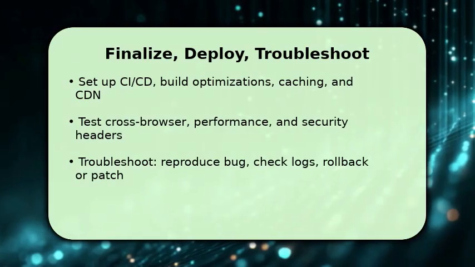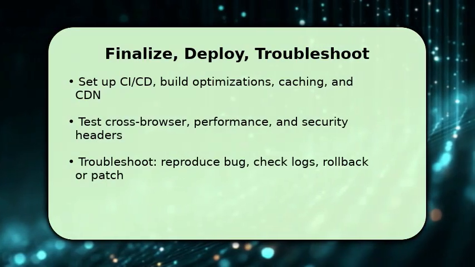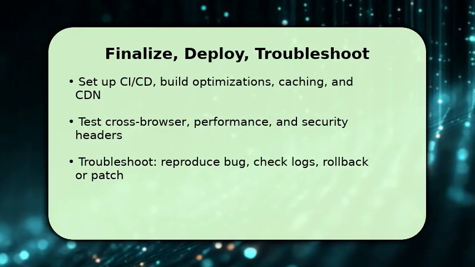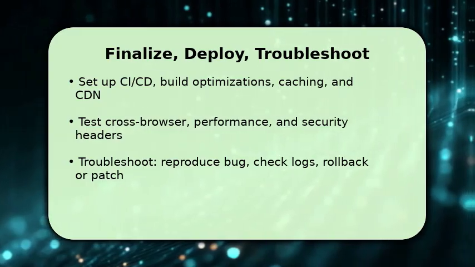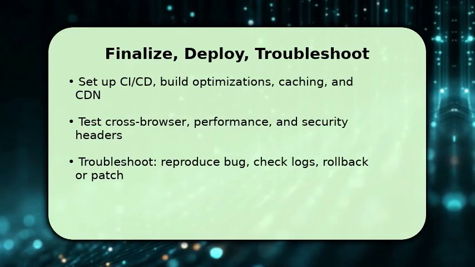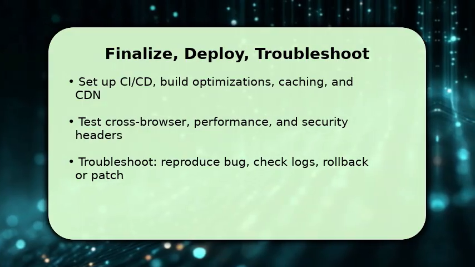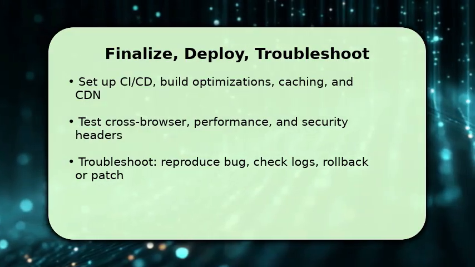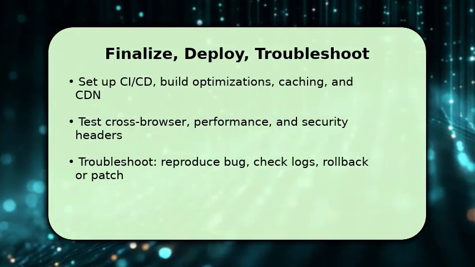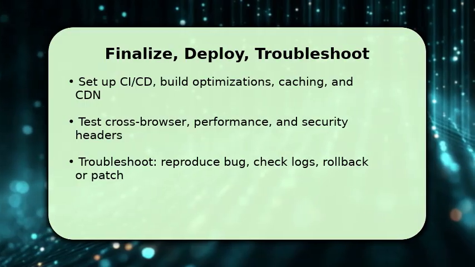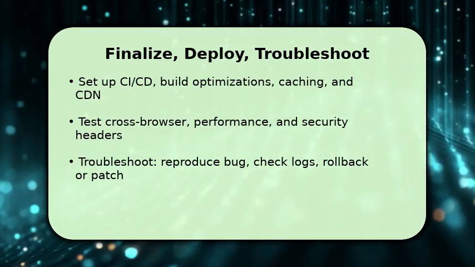Finish by optimizing builds, enabling tree shaking, and configuring caching and a CDN to serve assets fast. Deploy via CI/CD to a staging environment, run cross-browser and performance testing, and validate security headers and rate limits. Once deployed to production, monitor logs and analytics for regressions.